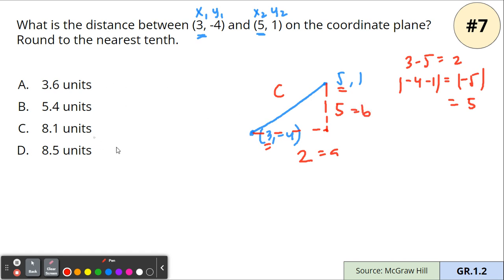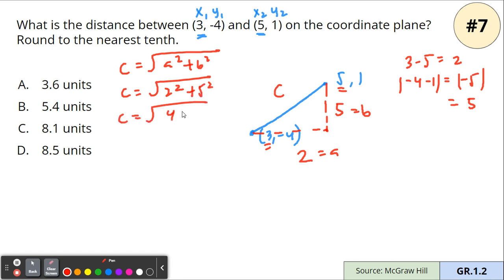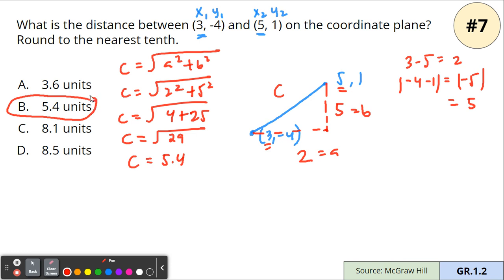To get our distance between these 2 points, C is equal to the square root of A squared plus B squared. So you have 2 squared plus 5 squared, and that will give you 4 plus 25. 4 plus 25 is 29. Getting the square root of 29, the answer will be 5.4. So this will be the distance between these 2 points.